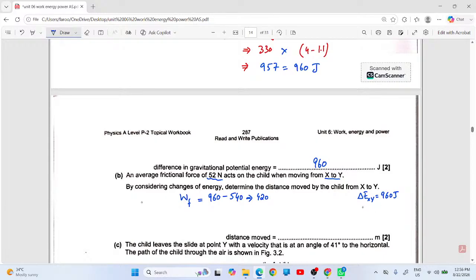Work done against this friction is 420. Now we know that work equals force times distance, so distance equals 420 over F, where F is 52. So the distance is 8.07, which is about 8.1.